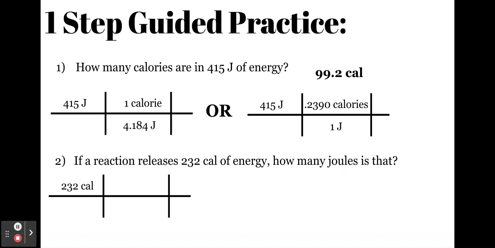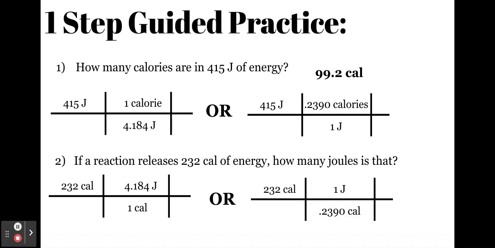Or you could also do it with the other conversion factor like I was just talking about. And 415 joules, again, joules is still on the bottom in order to cancel, but this time I only have 1 joule on the bottom, which is also equal to 0.2390 calories. So the joules will cancel, you'll still have the unit calories, and you're just going to multiply 415 times 0.2390, which will also get you 99.2 calories.